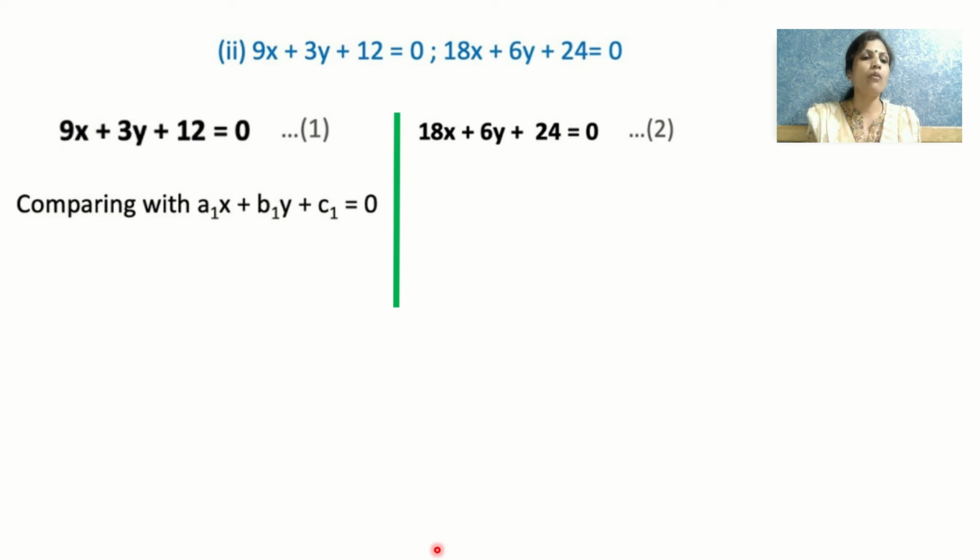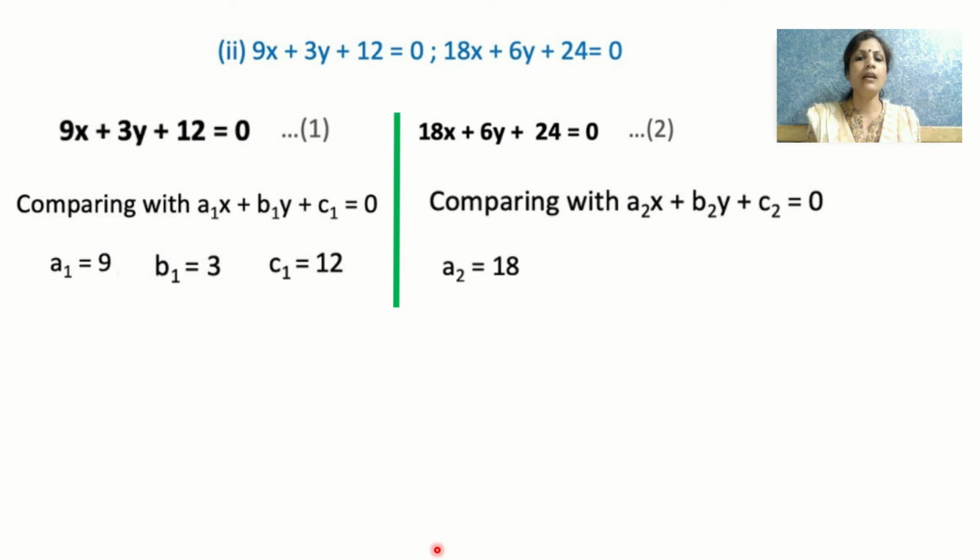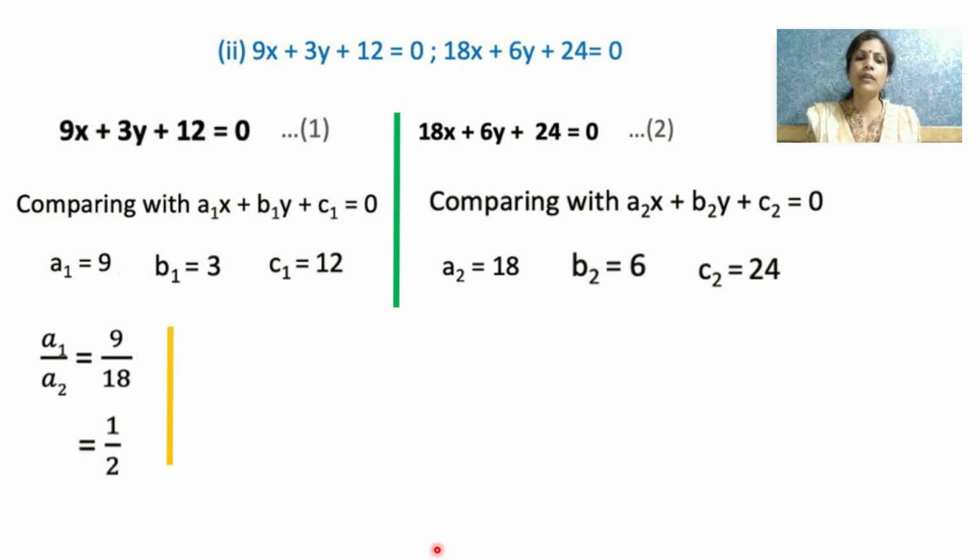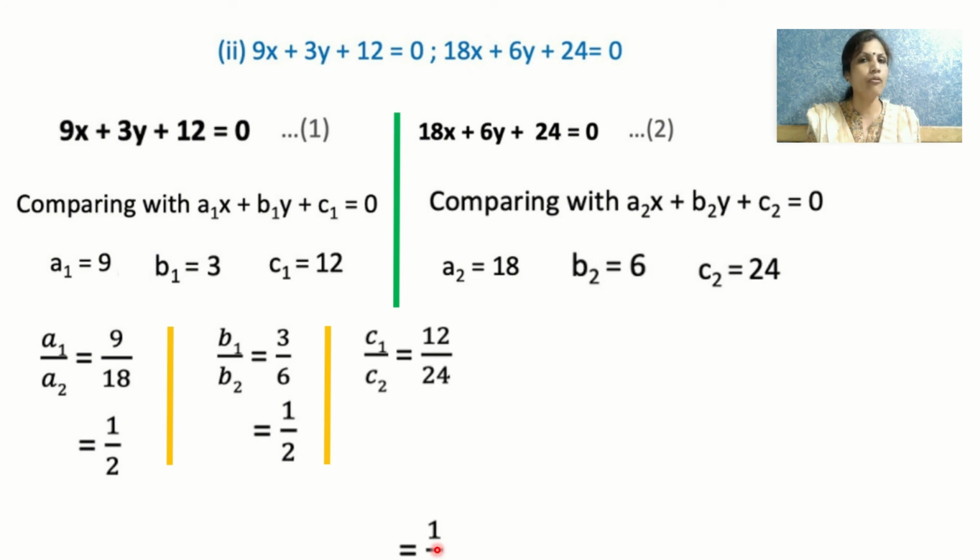Now comparing equation 1 with its standard form, a1x plus b1y plus c1 is equal to 0, we get a1 as 9, b1 as 3, c1 as 12. Similarly, for the second equation, we get a2 as 18, b2 as 6 and c2 as 24. Now let's find the ratios. a1 upon a2 is 9 by 18, reducing it to the lower term, we get 1 by 2. b1 upon b2 is 3 by 6, which is 1 by 2. And c1 upon c2 is 12 upon 24, which is again 1 by 2.